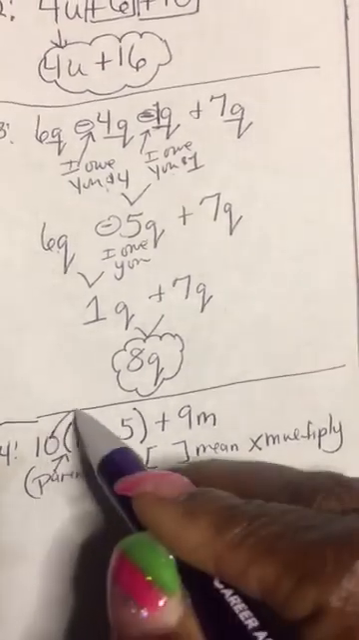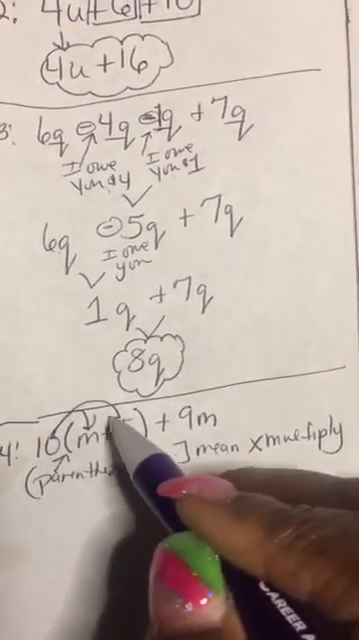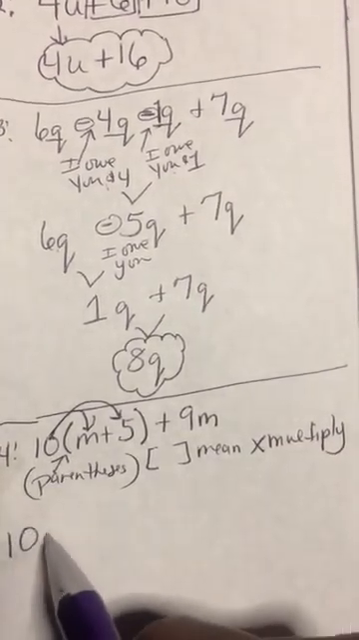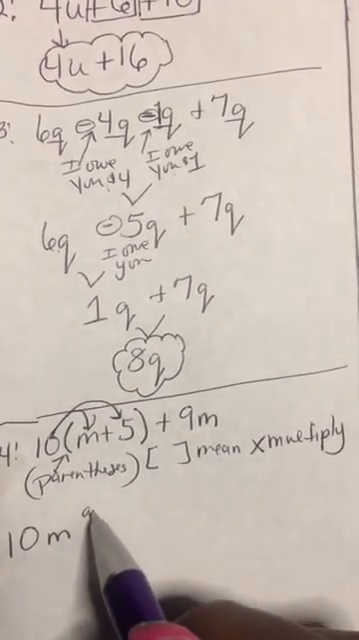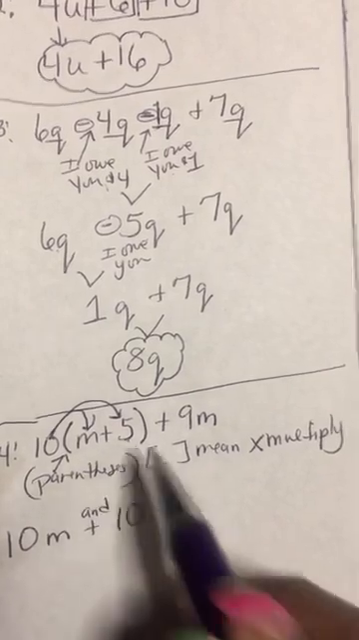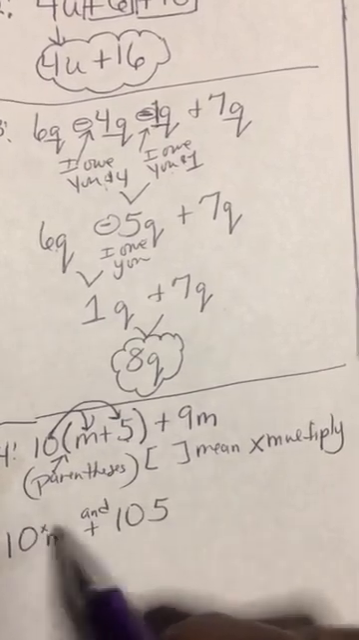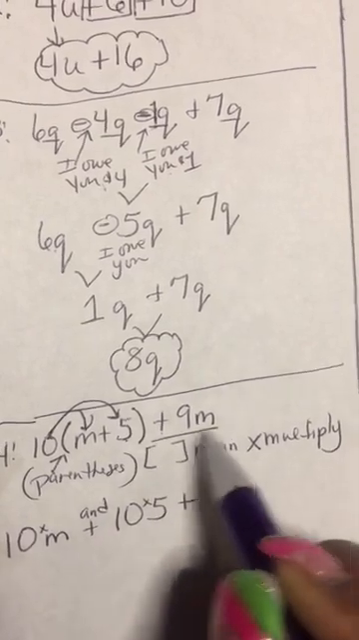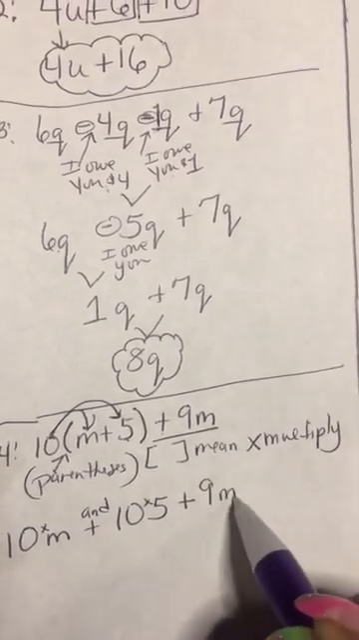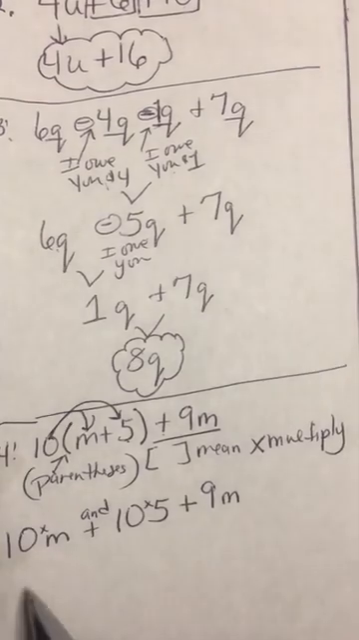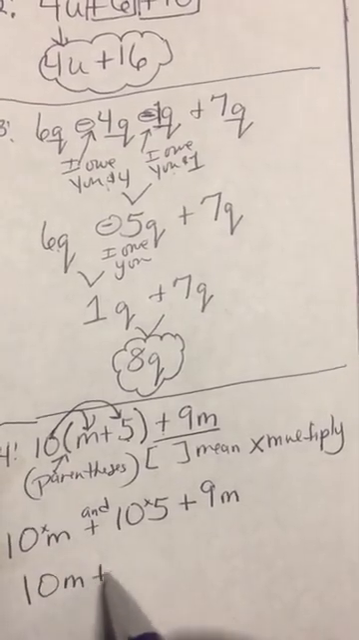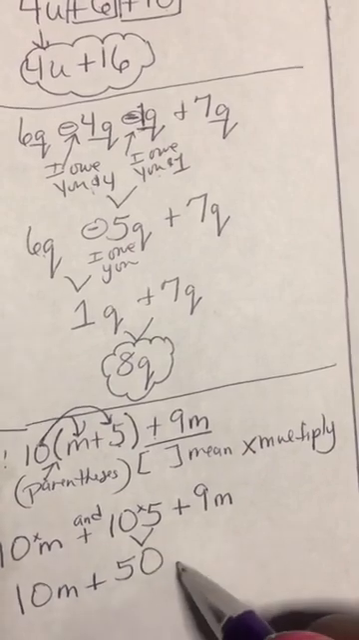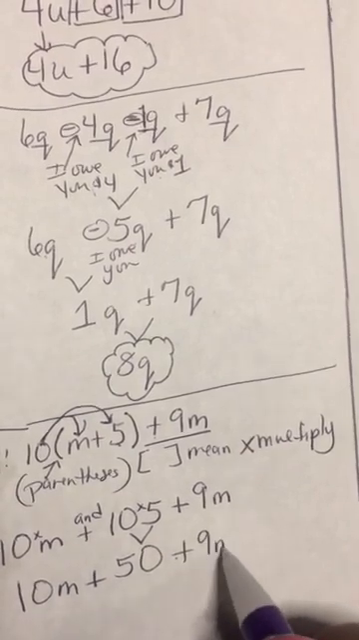So I'm going to take the 10 on the outside and write it twice, once next to each number and letter on the inside. So I'm going to take this 10, write it next to the m, and I'm going to take the 10 again and write it next to the 5. Put a little multiplication sign in between. Don't forget to bring down your plus 9m, because that has to stay all together. So this gives us 10m plus 10 times 5 is 50, with no variable, plus 9m.